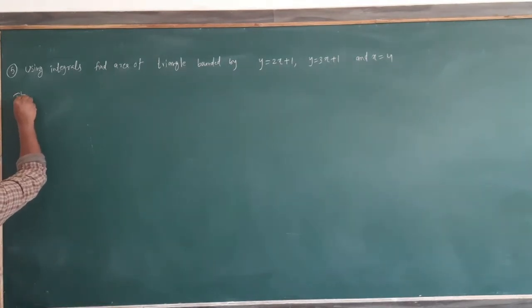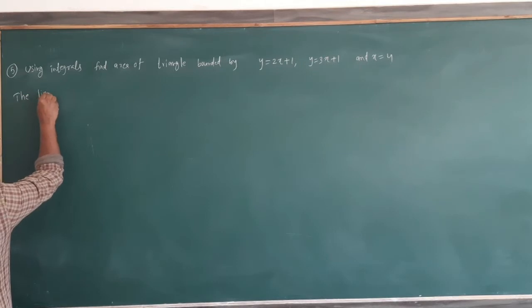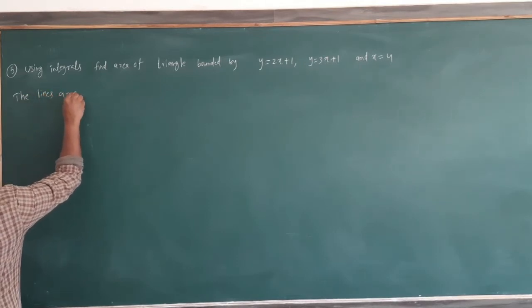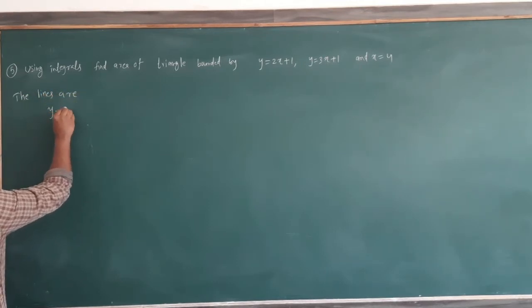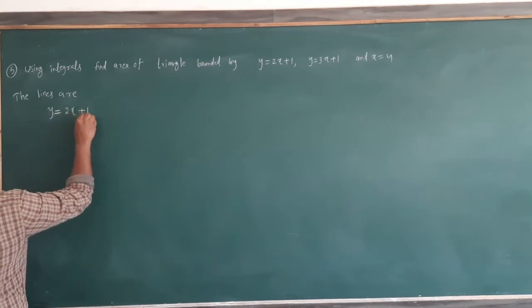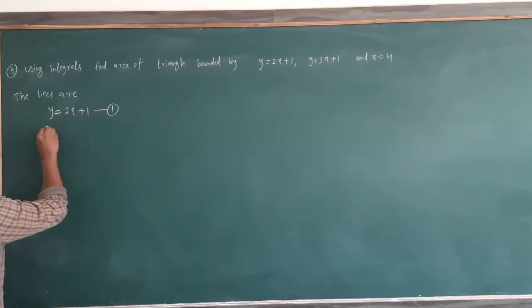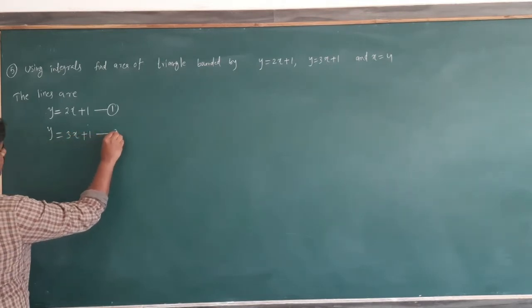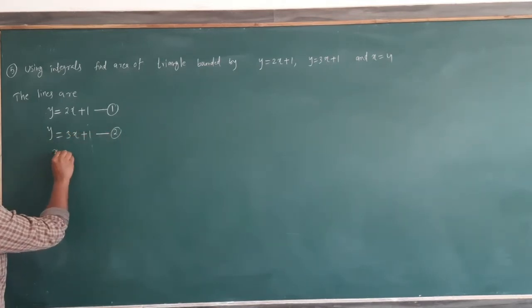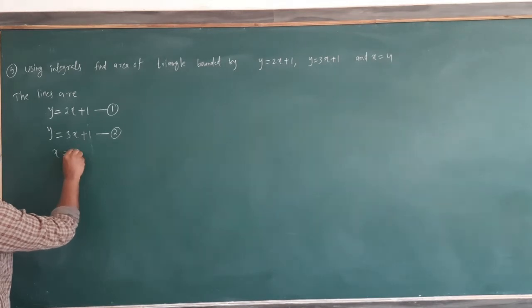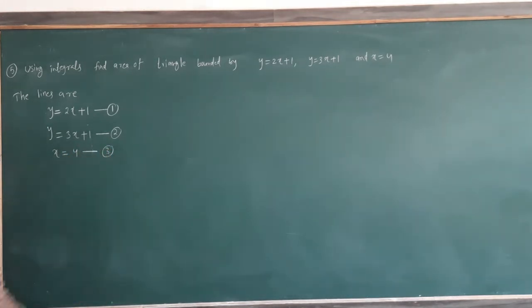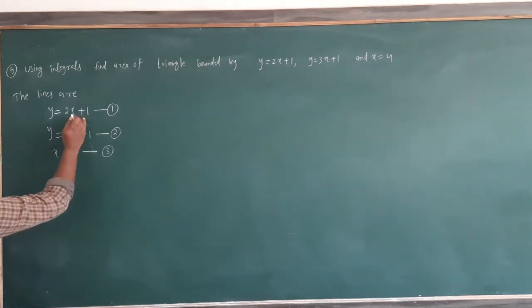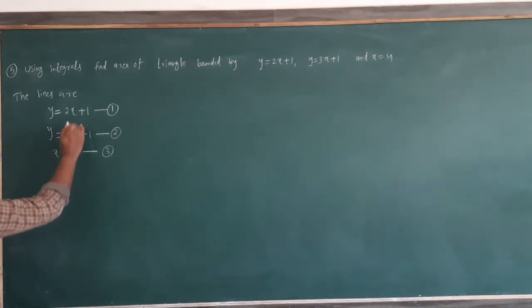The lines are: y = 2x + 1, take that as equation 1. y = 3x + 1, take it as equation 2. x = 4, take it as equation 3. We have 3 lines. Just solve 1 and 2, 2 and 3, 1 and 3.